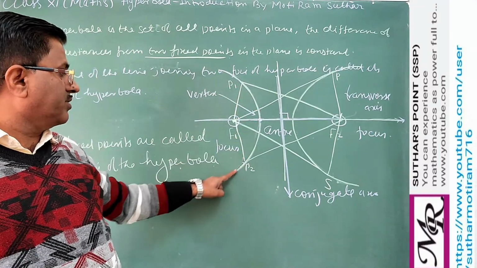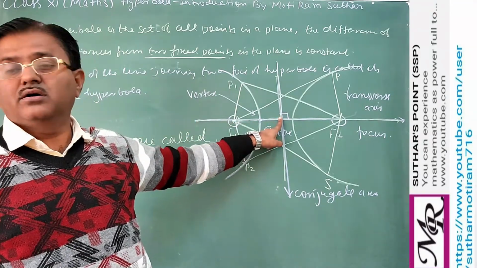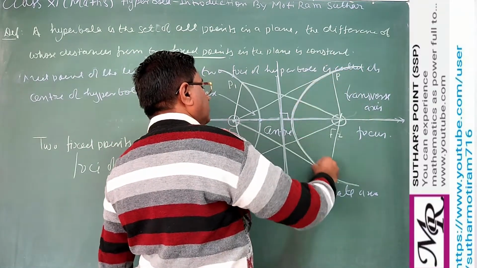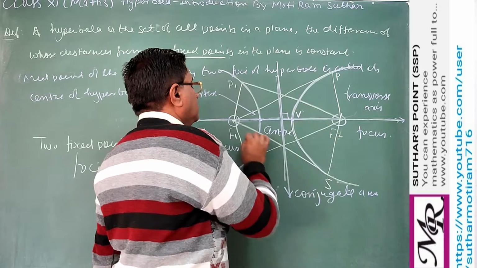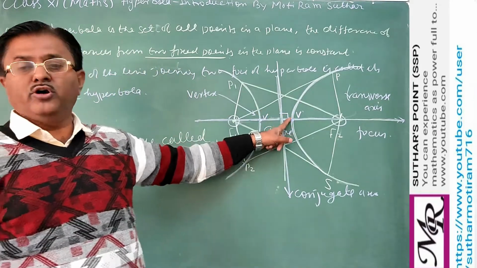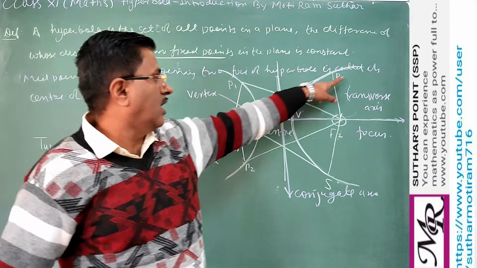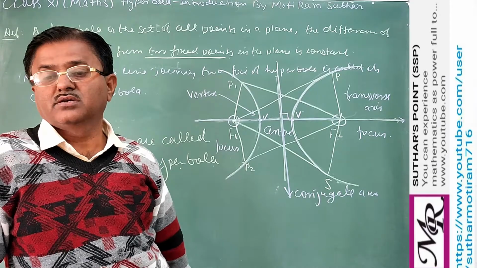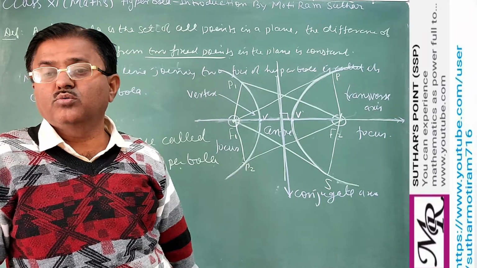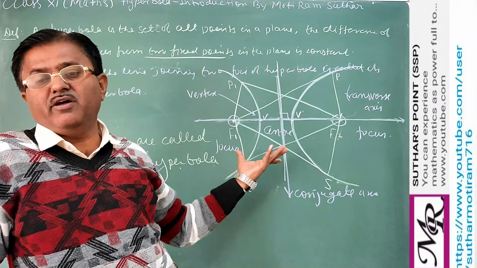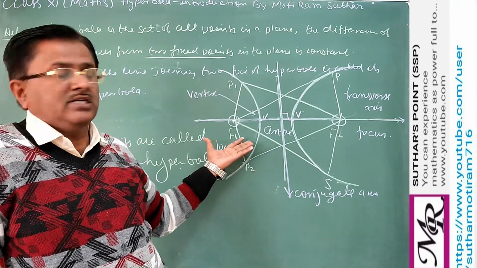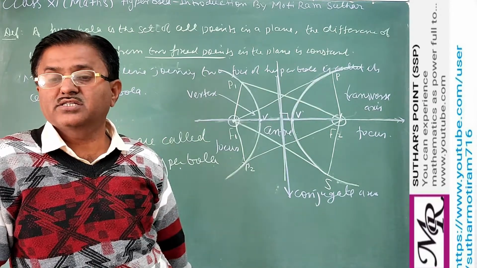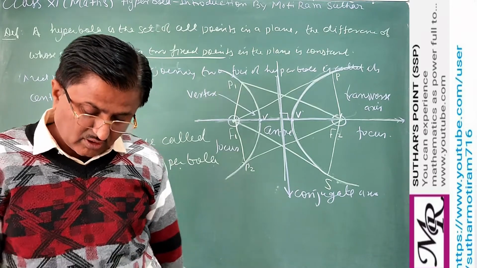The point of intersection of the hyperbola with the transverse axis. Similarly, there are two vertices. This is V. This is also a point of intersection of the hyperbolic curve with the transverse axis. Correct? So there are two vertices of a hyperbola. That is the same definition as the ellipse: the intersection of the ellipse with the major axis, with major replaced by transverse axis, is known as the vertex of the hyperbola.